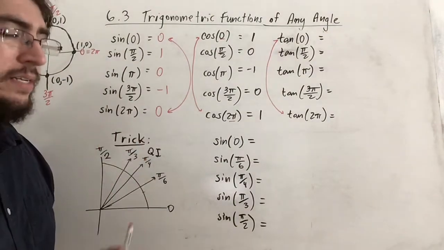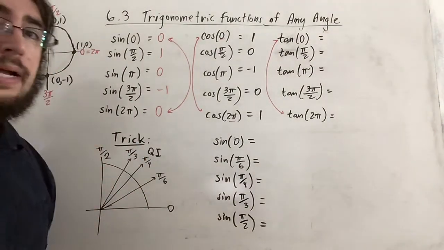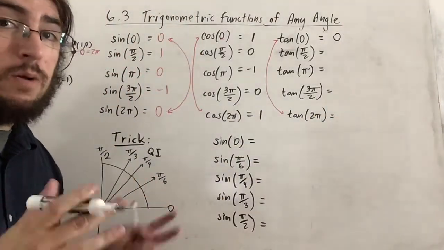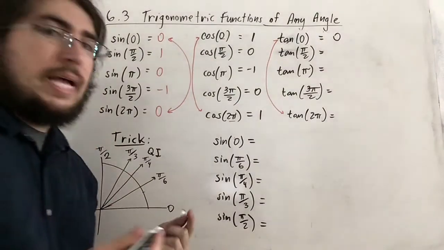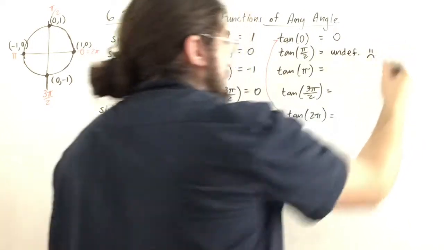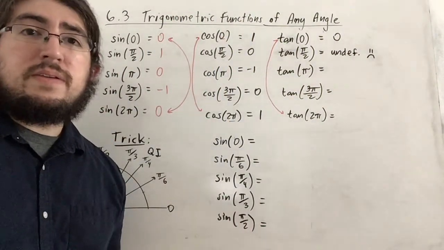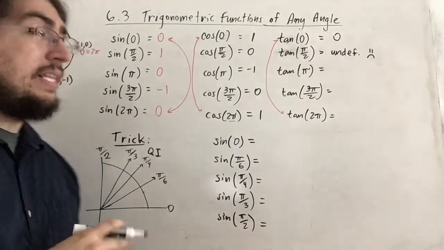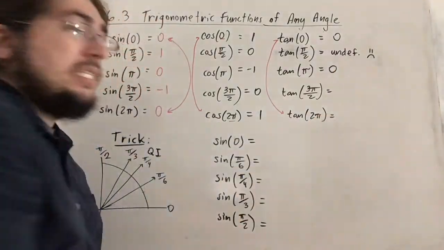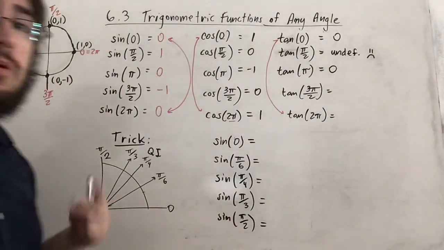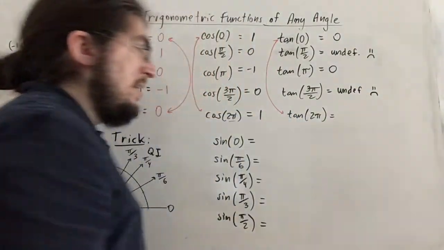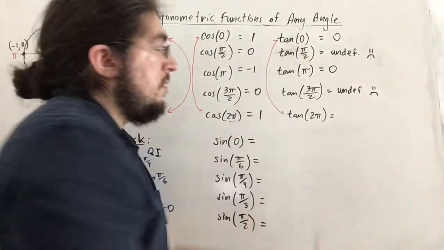Okay, now for tangent, things get a little funny. We need to divide y by x. So this is going to be 0 over 1, which is 0. Pi over 2, this is where it gets funny right away. We get 1 over 0, which is actually undefined. And that's actually true. It's kind of sad, so I'll write a sad face. But tangent of pi over 2, believe it or not, is an undefined value. So we'll leave it at that for right now. Tangent of pi is 0 over negative 1, so that's 0. Tangent of 3 pi over 2 is going to be negative 1 over 0, which again is undefined. Again, makes me sad. And tangent of 2 pi is the same as tangent of 0, which is just 0 itself.